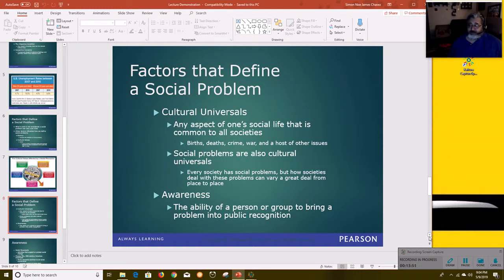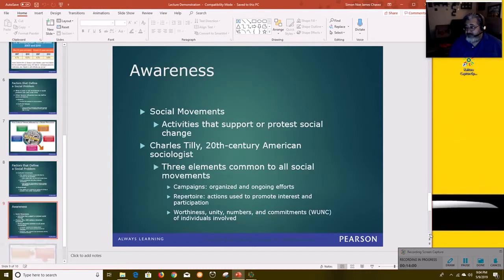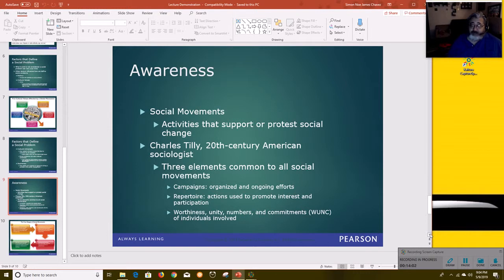Awareness is another factor. The ability of a person or group to bring a problem into public recognition. Many people do not realize there is a problem until it's been pointed out to them. Many people just see it as a way of life. That's the way it's always been. They don't see it as something that has been denied to them, so they do not think of it as a problem. They just assume it's that way of life. So bringing awareness to it will help generate attention, make more people aware of this problem, spread the word.